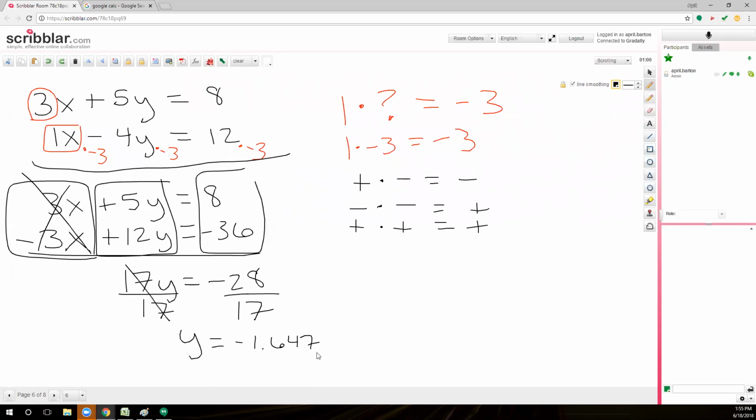So that's only part of our answer. Remember, our ultimate goal is to find x and to find y. Right now, we only have y. We have to go back in and find x. So again, I usually just take the first line. This time, though, we're not replacing x. We didn't solve for x. We are replacing y.